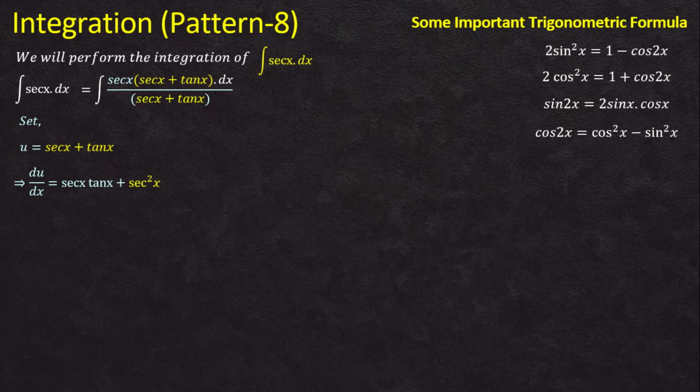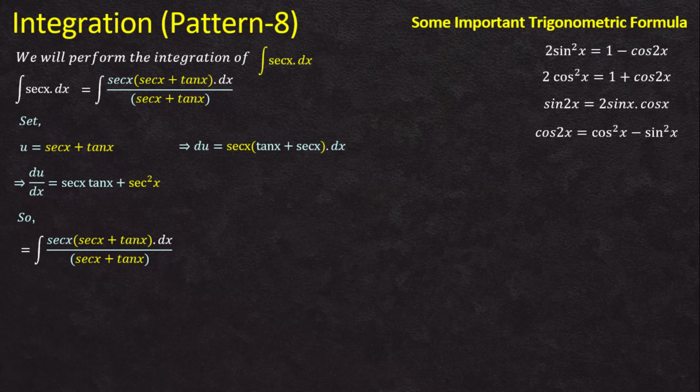We can calculate du by dx as sec x into tan x plus sec square x. By taking sec x common, it will become du is equal to sec x into tan x plus sec x into dx, and we can replace this sec x plus tan x as u and sec x into sec x plus tan x dx as du.